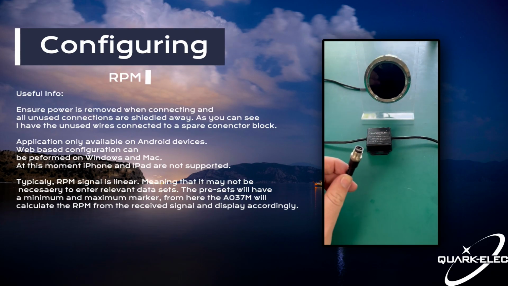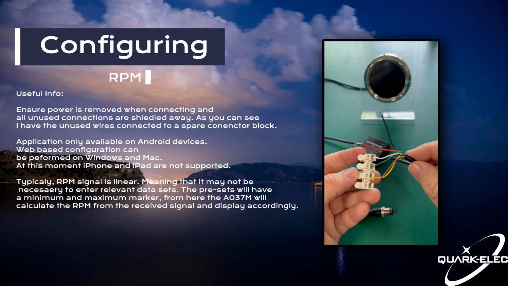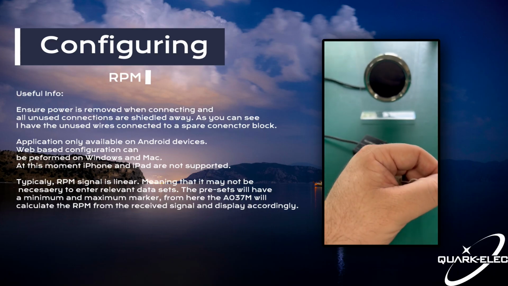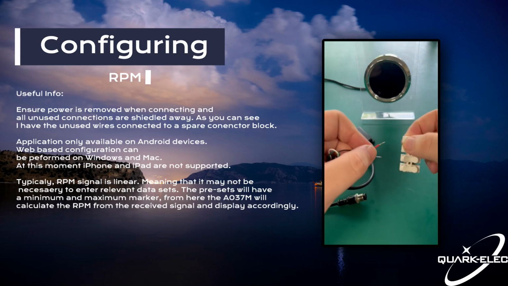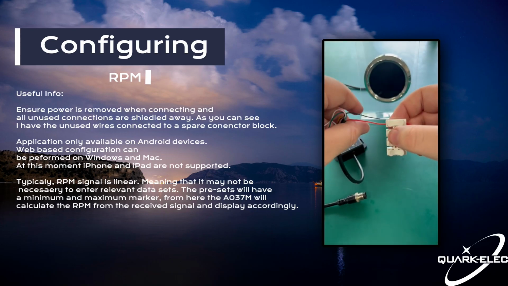In this video, we will be connecting a signal generator to the A037M so we can simulate RPM and see the values on our IS10 NMEA 2000 display. As you can see here, I'm connecting the red wire, RPM, to the positive red wire from the generator, and also ground from the A037M to the ground from the generator.